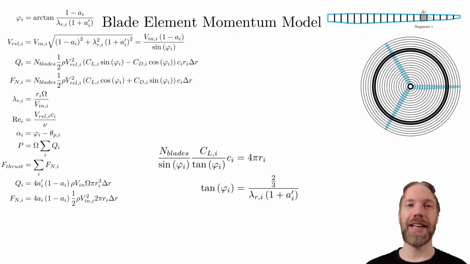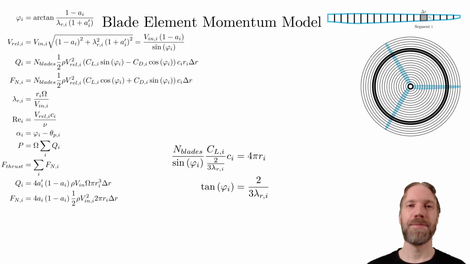We are also going to neglect the wake rotation in our simplified model. This means that a prime is 0. Insert expression for tangent. Combine the constants. Multiply by sine. Solve for the chord length.